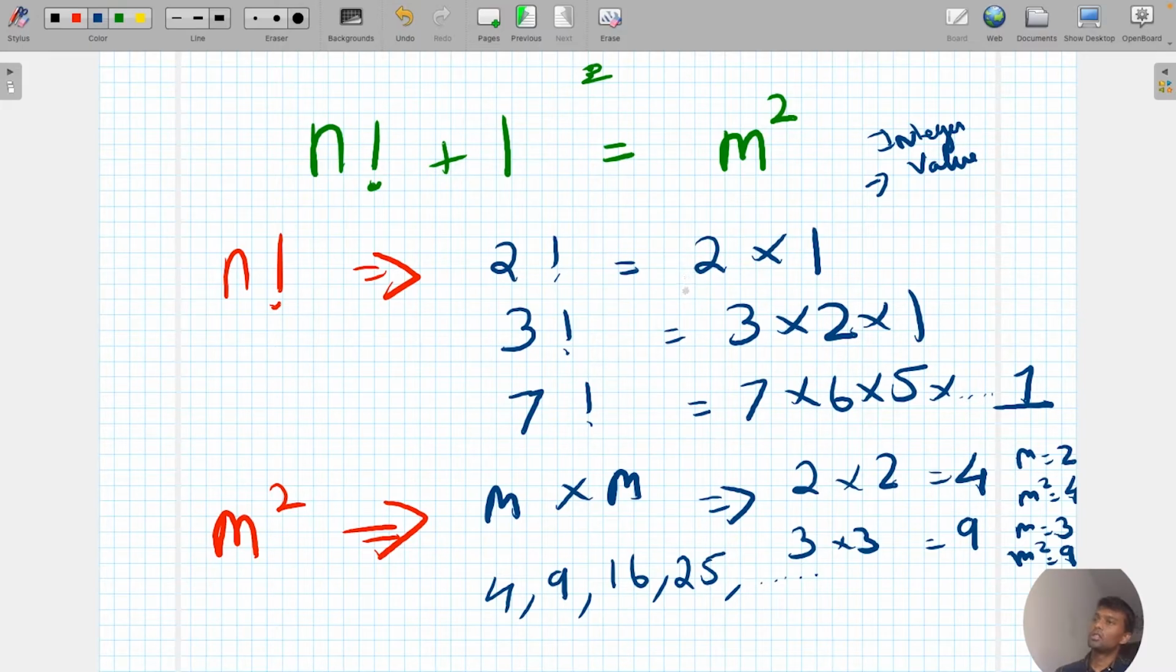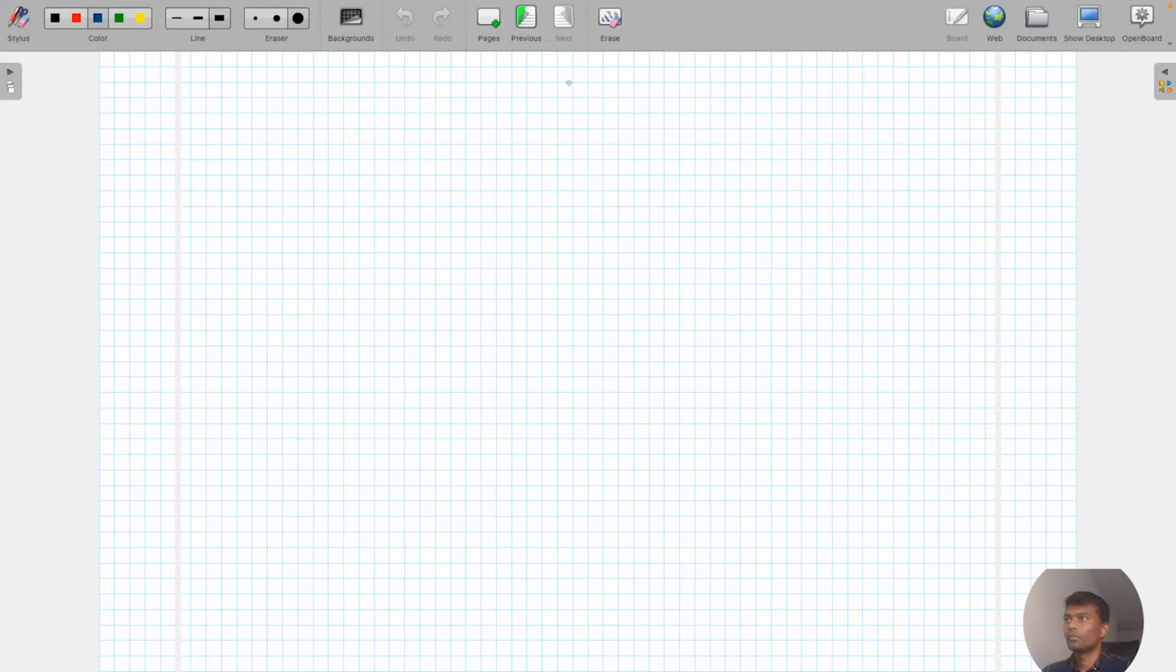Having understood the 3 different terms in this equation, let us try to solve some of them and try to find out how 121 relates to this equation. Just writing the equation again, n factorial plus 1 equals m square.